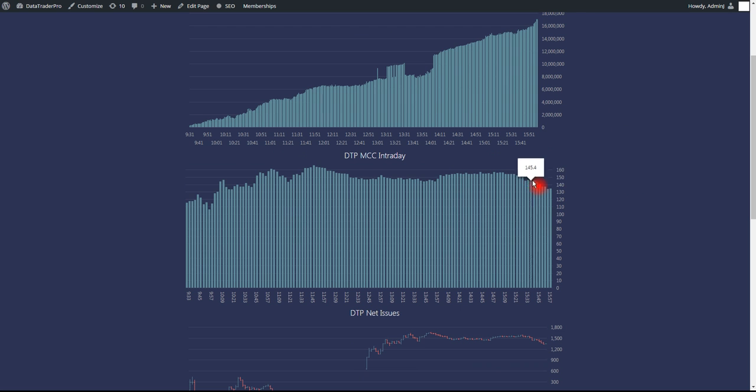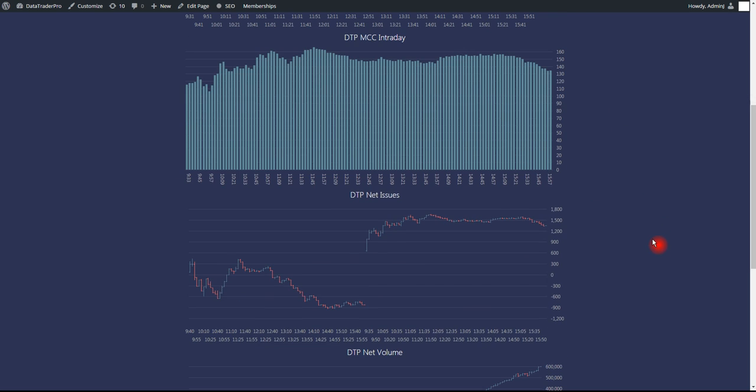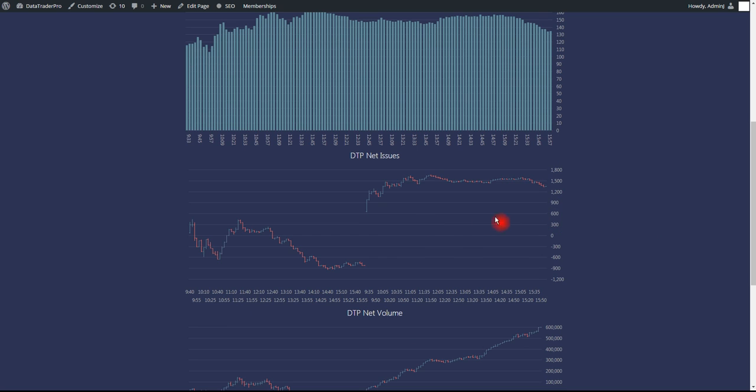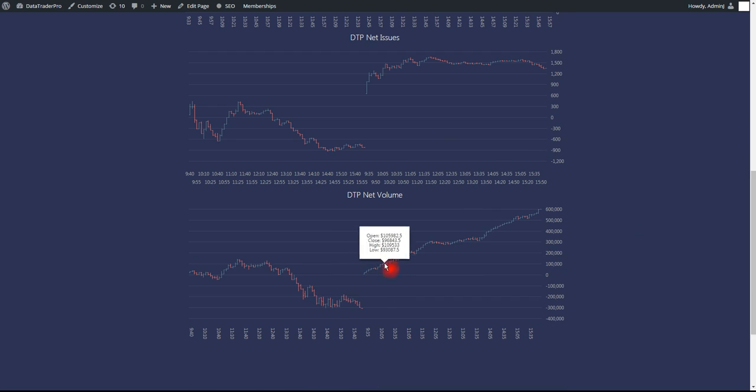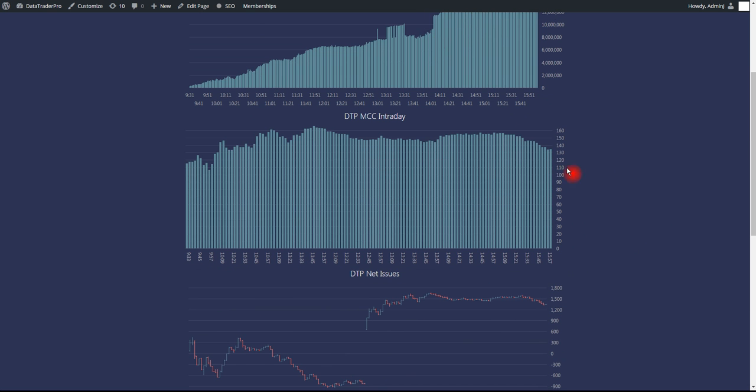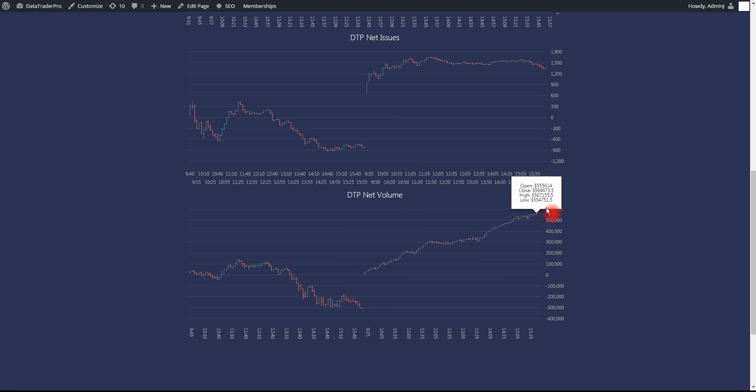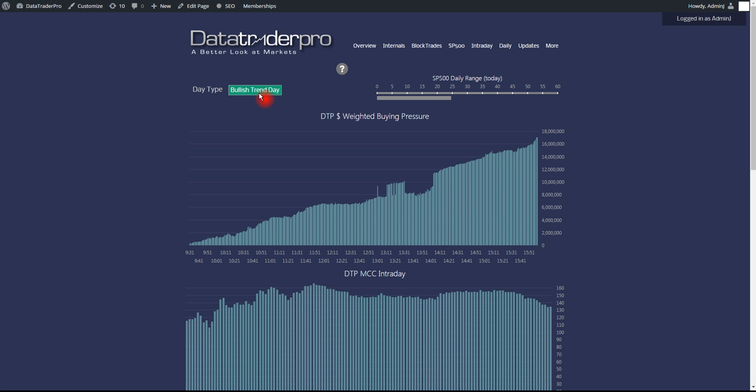Our version of the McClellan oscillator was up all day today, pretty high highs, net issues high, so things were being bought. Net volume, a combined net volume of NYSE and NASDAQ, starts at zero and trends, with a couple of little pullbacks, same as the dollar weighted, but basically in a trend posture all day. So we called a bullish trend day, and a bullish trend day we got.